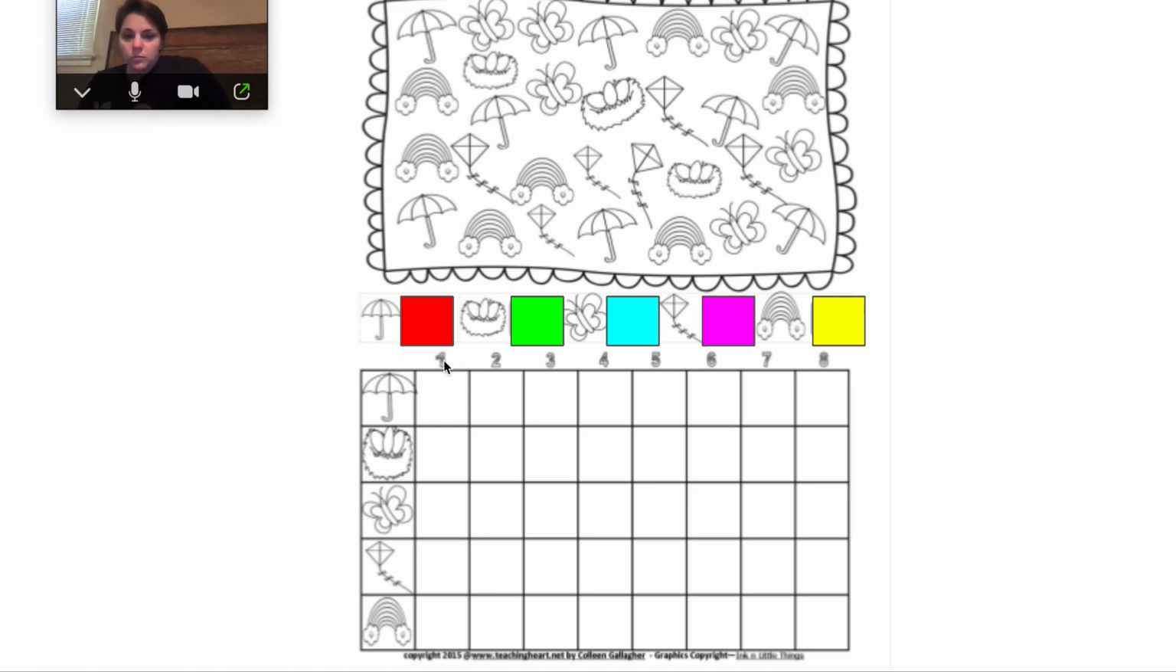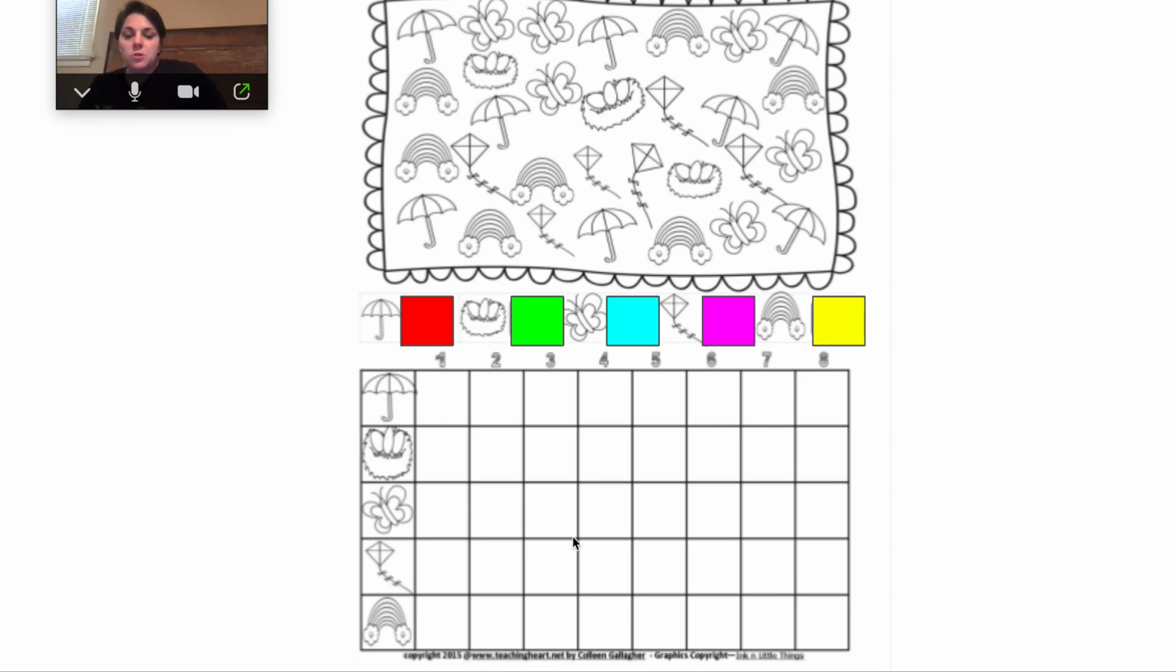But I want you to look right here. These are the labels. Sometimes labels are words. In this case, labels are what? Pictures. So I'm going to count how many rainbows there are up here and then graph that number.